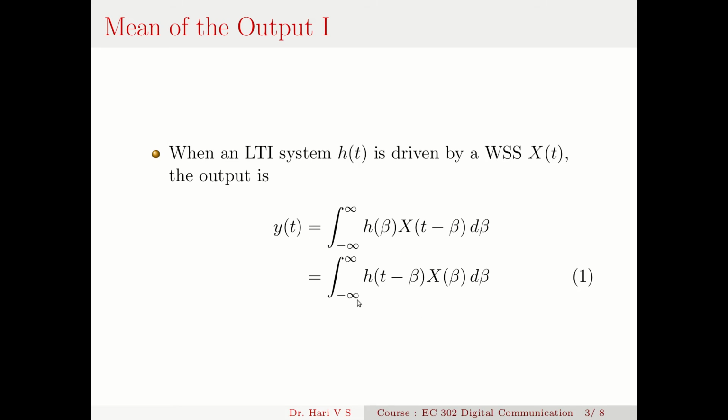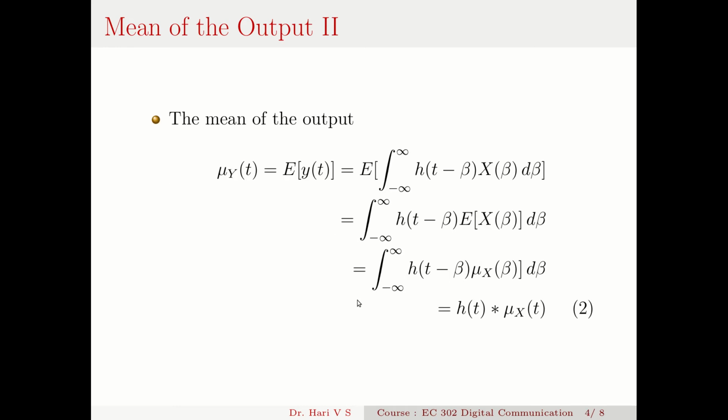Now we have to compute the mean of the output Y(t), because we are always interested in the first order and second order moments of signals. So the mean of the output is mu_Y(t), that is the expectation of Y(t), so the expectation of this convolution integral. This expectation is over the random process. This h is a deterministic thing. This is the impulse response of the LTI system, a deterministic function. So the expectation is applicable to x only.